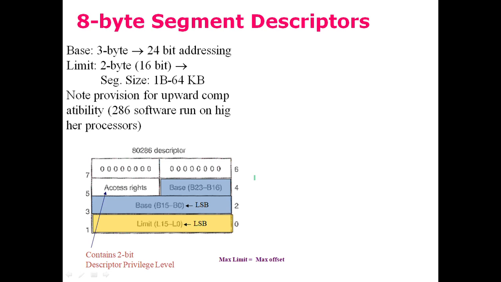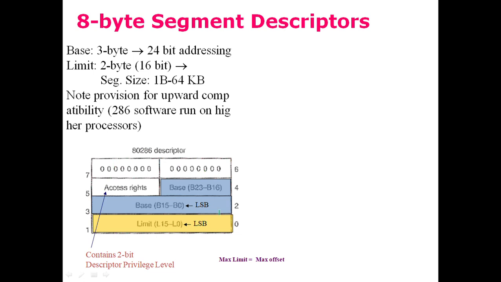Here we have a simple descriptor, which is an 8-byte 80286 descriptor. In this descriptor, the bytes are ordered like this. This is byte number 0, until here, byte number 1, byte number 2, byte number 3, 4, 5, 6, and 7. Byte number 6 and 7 are unused in the 80286 descriptor.